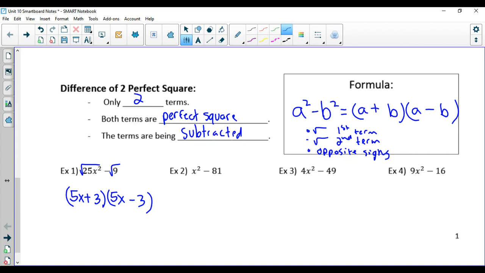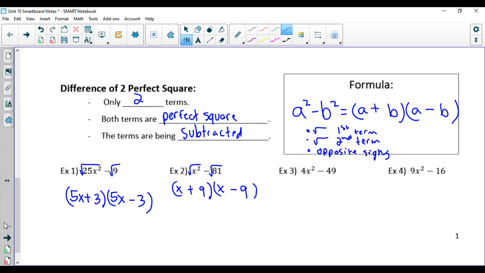And then for example 2, same thing. There's no GCF. There's two terms. They are being subtracted. x squared is a perfect square, and so is 81. So again, we're going to take the square root of x squared, which is x, the square root of 81, which is 9, and then one positive and one negative. So go ahead and try 3 and 4.